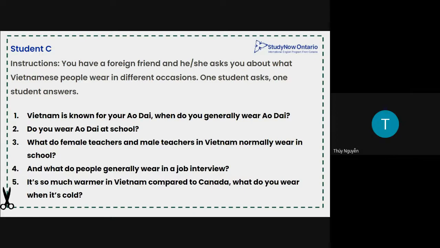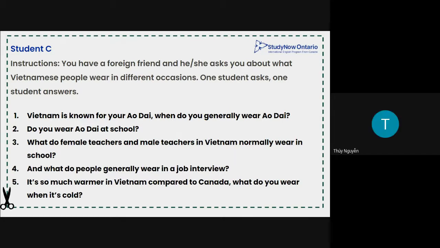Vietnam is known for your áo dài. When do you generally wear áo dài? People generally wear áo dài on Monday and some special days like wedding days and the Tết holiday. Vietnamese people generally wear áo dài. Do you wear áo dài at school? I wear áo dài at school on Monday and Thursday.